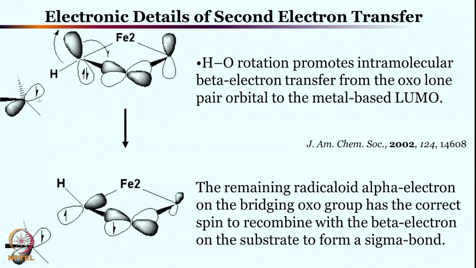and this is what you see over here, the alpha spin, the beta spin and the alpha spin upon rotation and transfer of one electron from this OH to the iron center gives rise to a situation where the OH radical is there and the CH3 radical is there. Now these two radicals will combine to form the sigma bond. So we have seen how CH4 to CH3 radical and the CH3OH bond is forming.